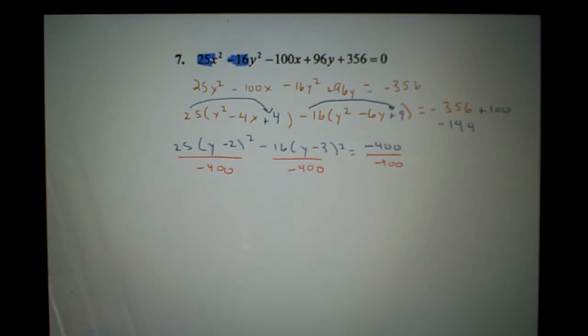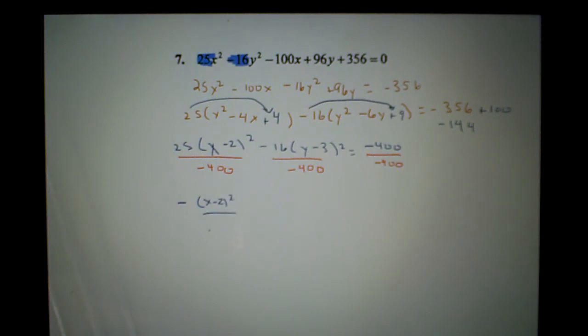I know that looks like a y. I gotta fix that. That first group is an x stuff. Look what happens. The 25 is positive, the 400 is negative. What happens when you divide a positive by a negative? This x group is negative.